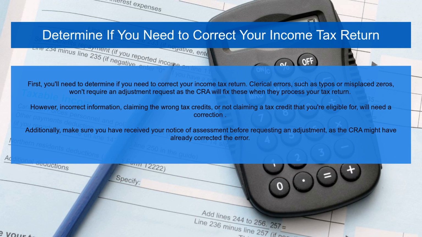First, you'll need to determine if you need to correct your income tax return. Clerical errors, such as typos or misplaced zeros, won't require an adjustment request as the CRA will fix these when they process your tax return. However, incorrect information, claiming the wrong tax credits, or not claiming a tax credit that you're eligible for, will need a correction. Additionally, make sure you have received your notice of assessment before requesting an adjustment, as the CRA might have already corrected the error.